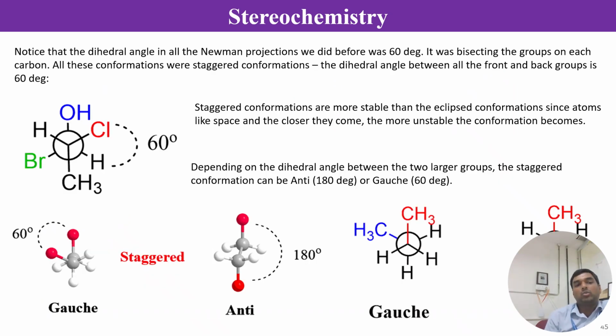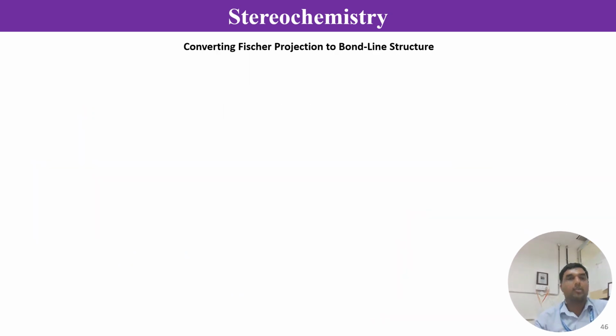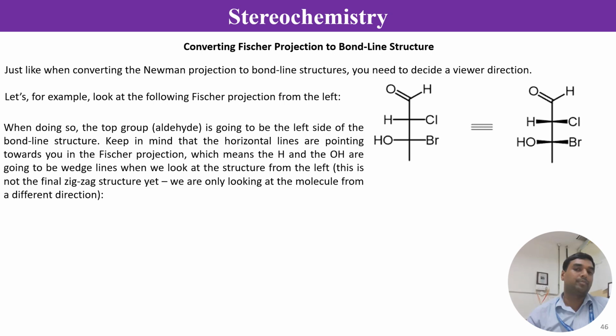Now, for the same molecule, we can have the gauche, we can have anti, we can have other conformations. The anti-conformation is the one with a 180-degree angle difference between the similar groups.